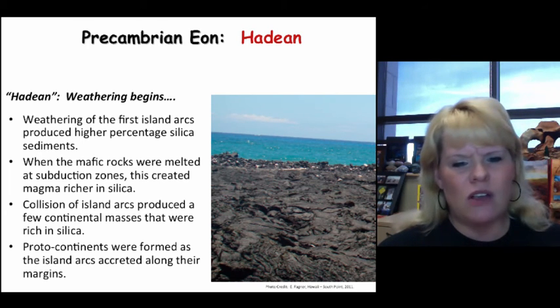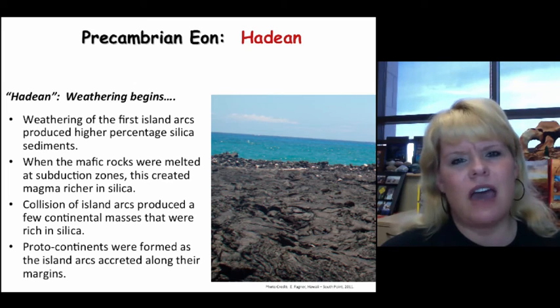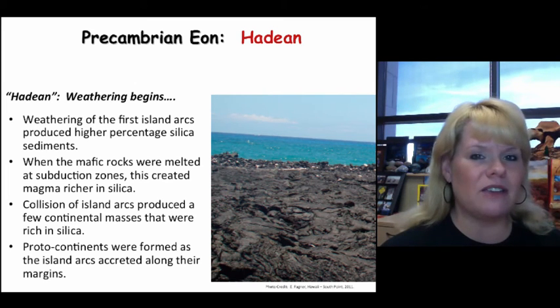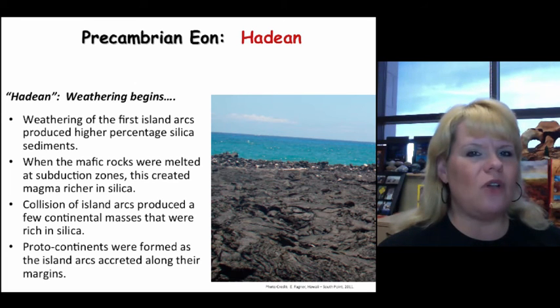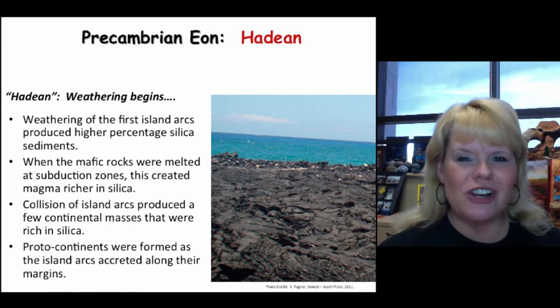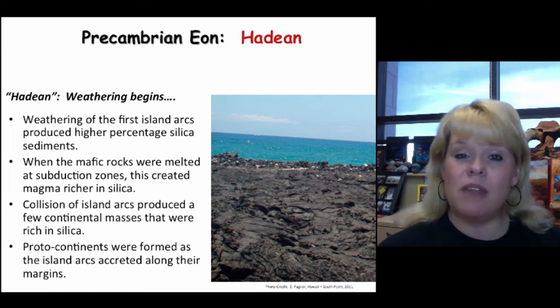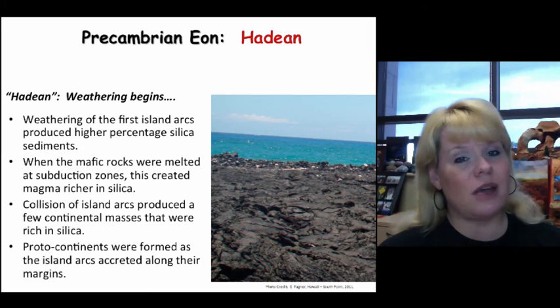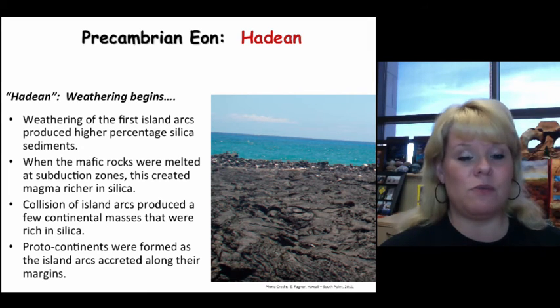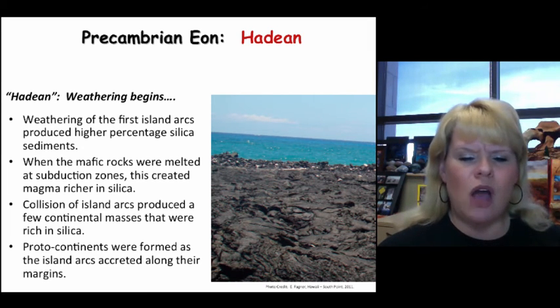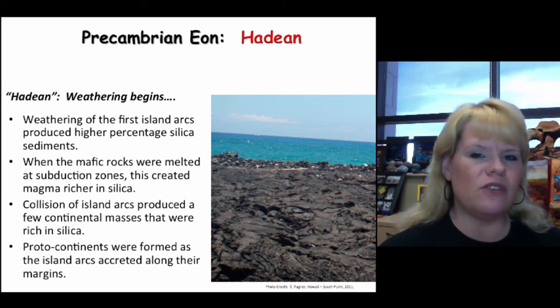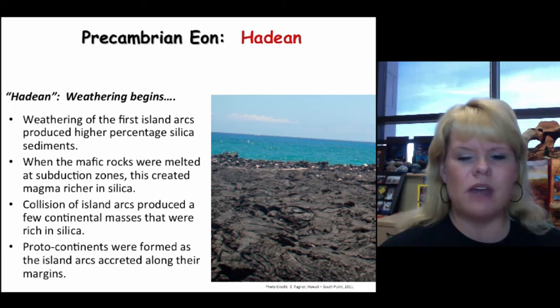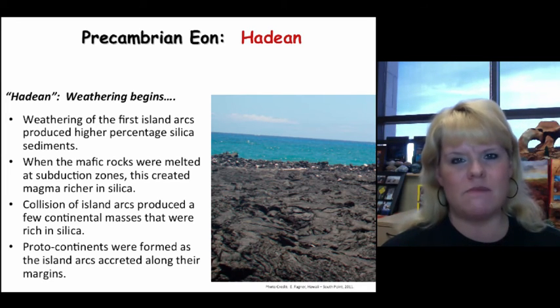When mafic rocks were melted at subduction zones, this added a different chemistry mix to the mill. That meant that the island arcs should become less ultramafic and more on the higher silica side. Over time, that's going to create a distinctively different type of crust from the initial crust, which will be continental crust. Protocontinents were formed as island arcs accreted together along their margins during these subduction zones, and we had a few continental masses made by the end of the Hadean.